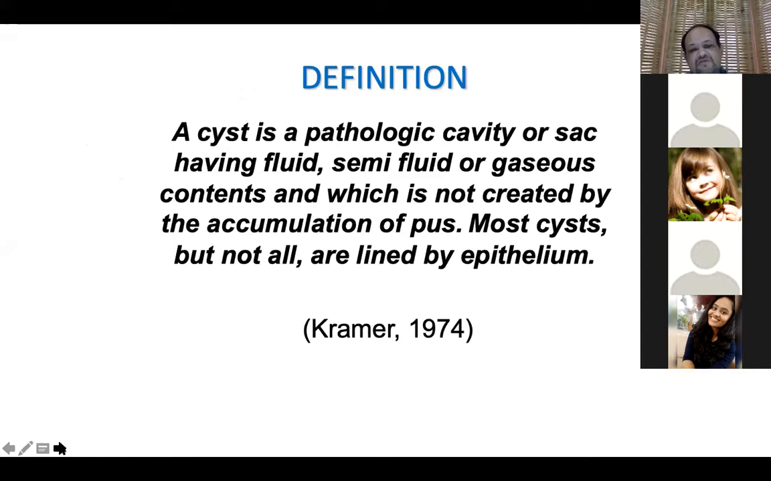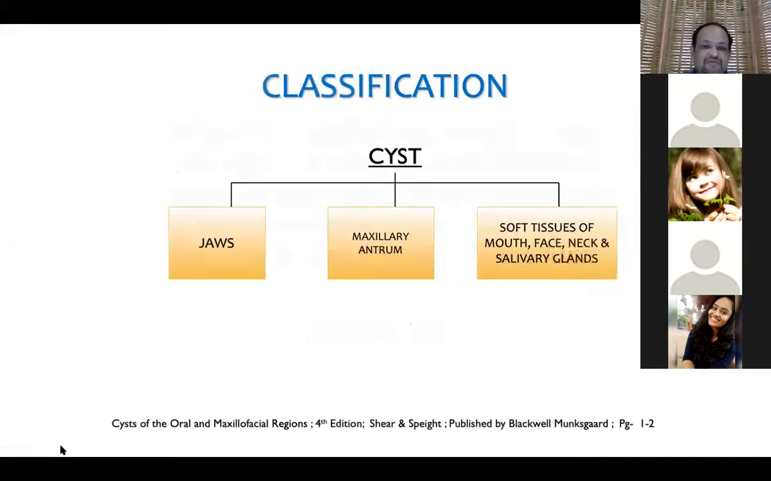So what is the definition? The definition of a cyst, since you're in the 5th year, you ought to know it because in the 3rd year, you already had it. A cyst is a pathologic cavity or a sac which has fluid, semi-fluid or gaseous content and which is not created by the accumulation of pus. Most cysts, but not all, are lined by epithelium. This was given by Kramer in the year 1974. Now, the classification has repeatedly undergone a lot of changes.